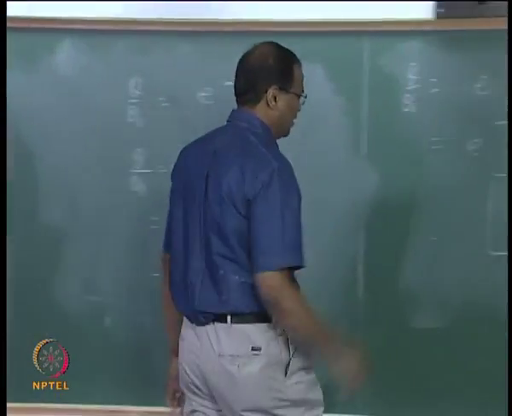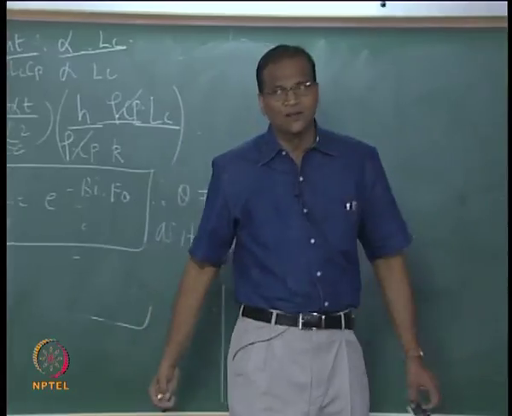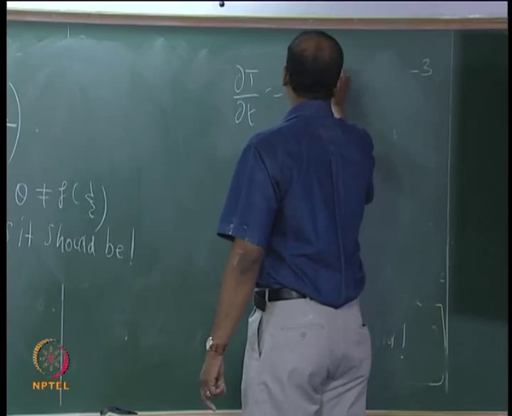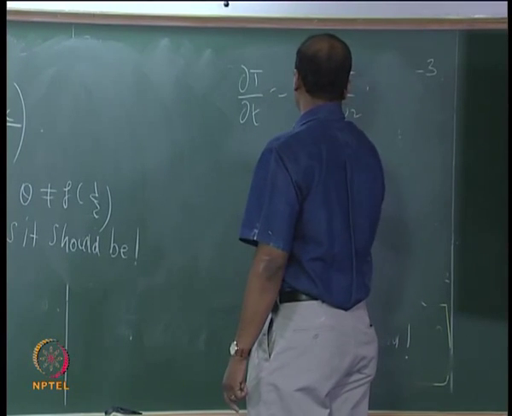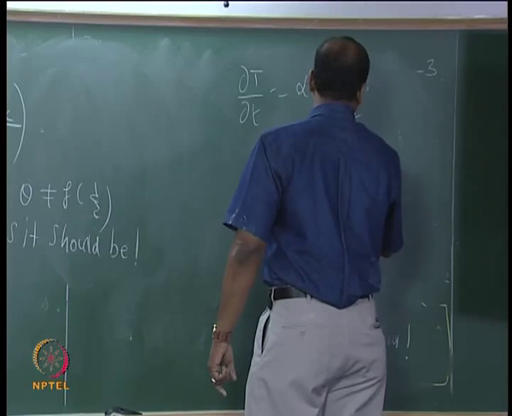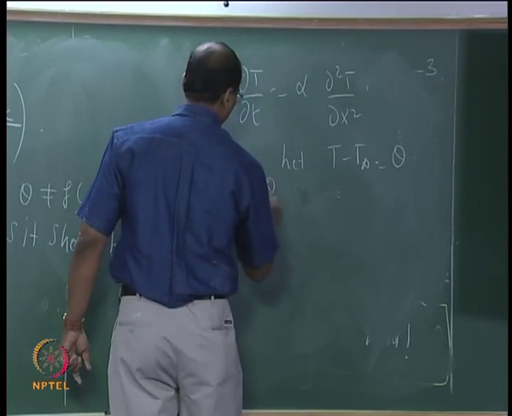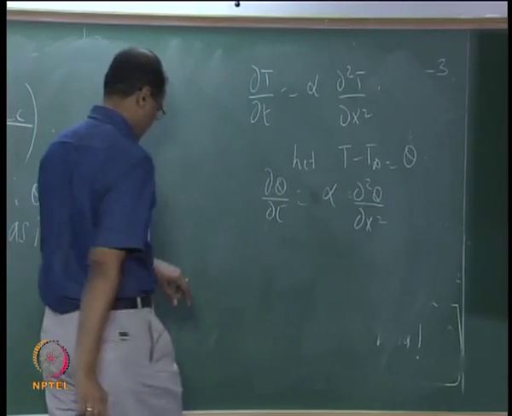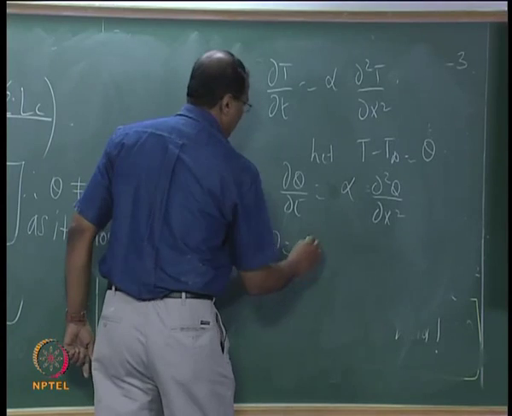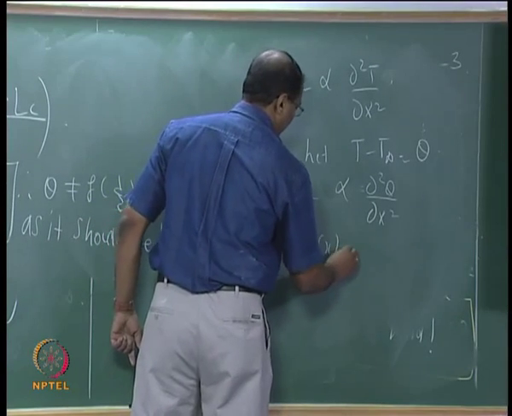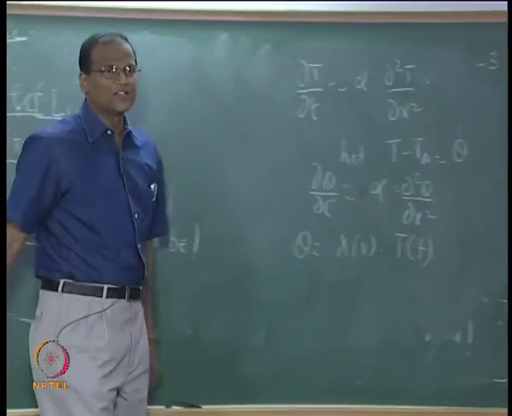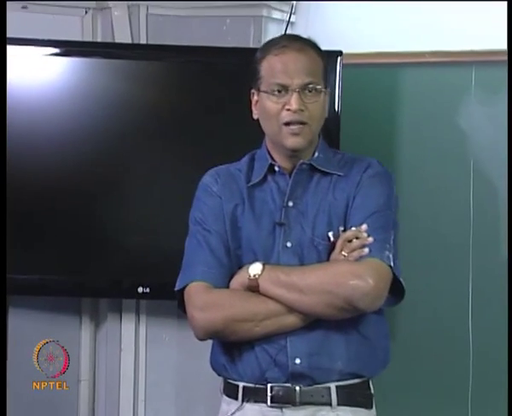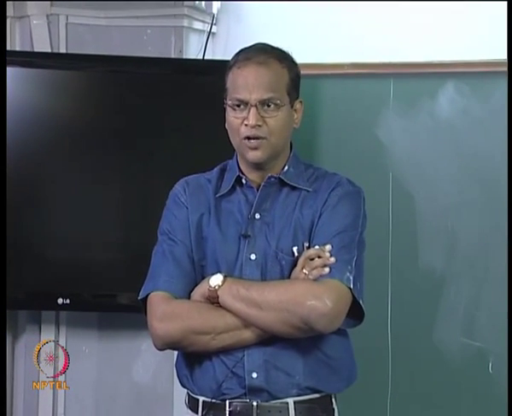Now let us go to the last part. I did not tell you the full solution. What I basically do is I assume that theta is a product of two solutions, X of x into T of t, where X is a function only of x and T is a function only of t.